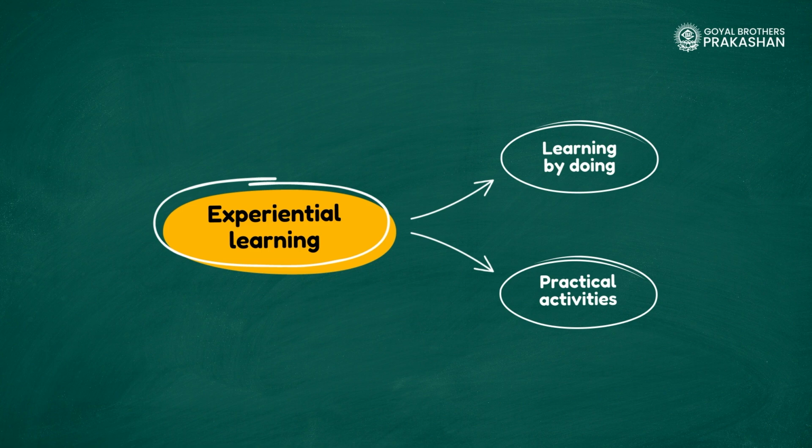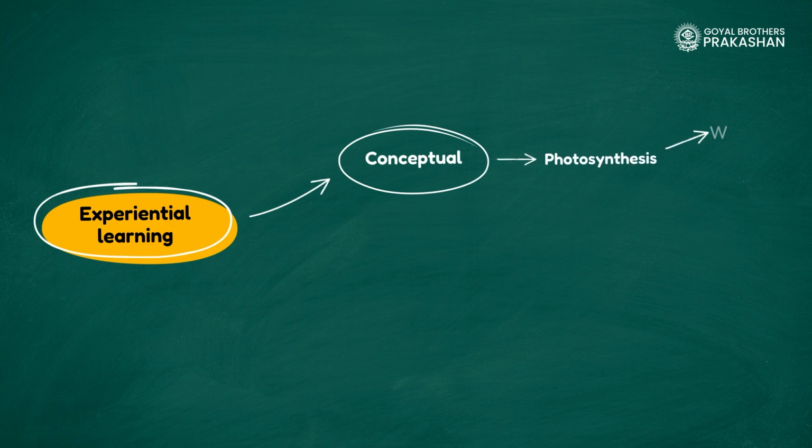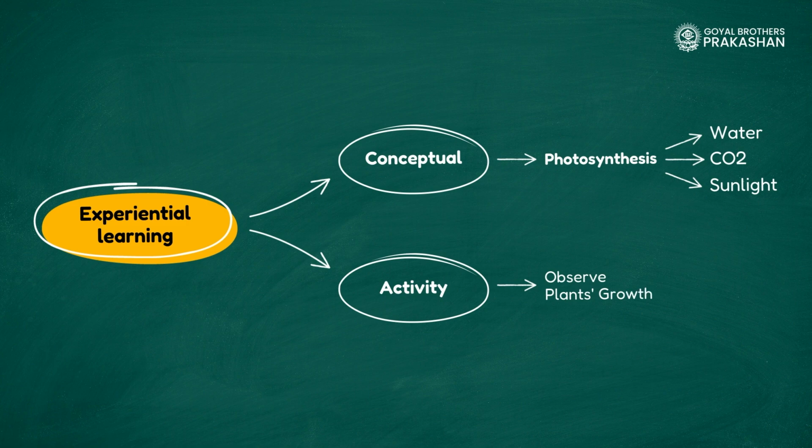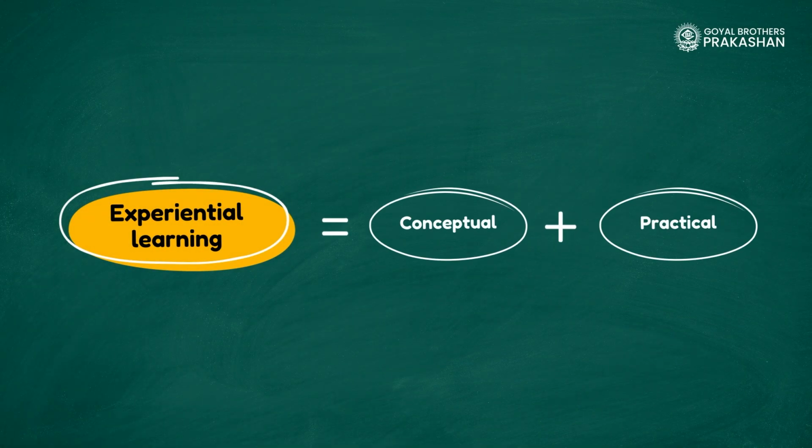Hands-on activities are an essential part of experiential learning. For example, if you are teaching how plants make food, you will use a plant to show how water, carbon dioxide, and sunlight help plants make food. Then you can ask students to take two different plants and observe their growth with and without sunlight. Meaning, you will aid conceptual learning with practical activities.